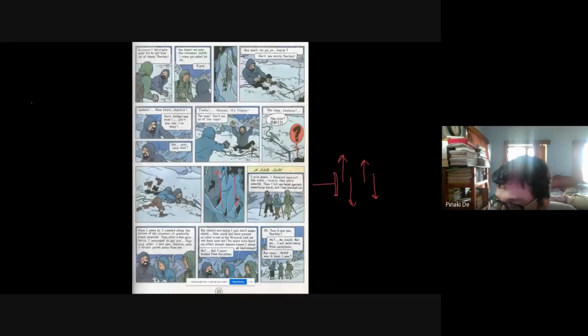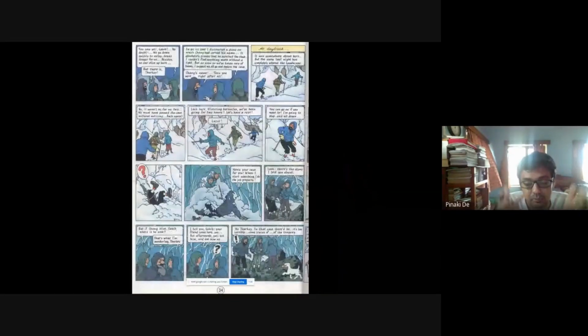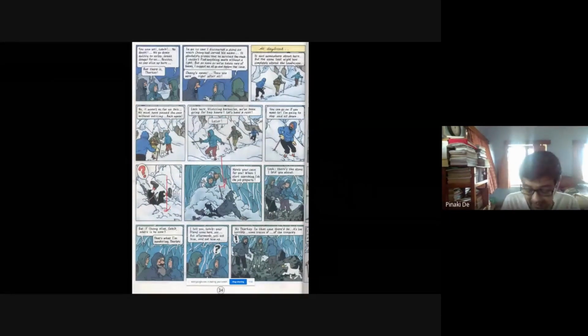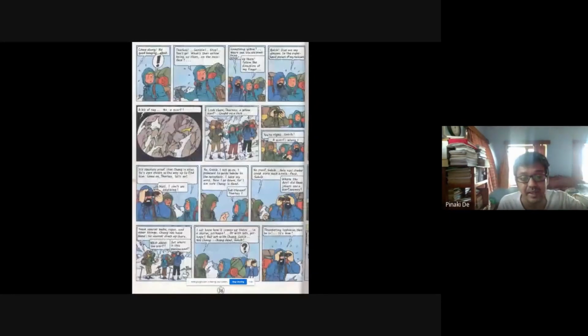So there is a bit of verticality happening, and you can see people are falling down. Even Captain is falling down, coming down. You can also see people rising up. You can see the scarf of Chang up there.